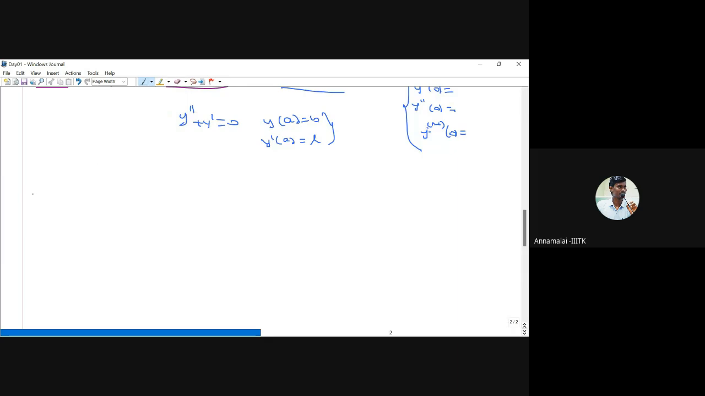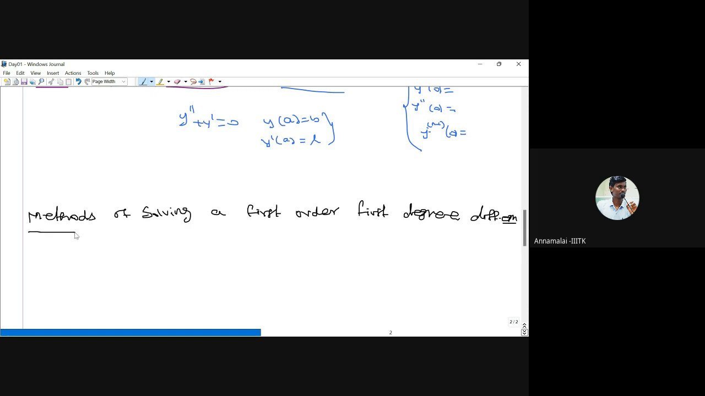So we know what you mean by order and degree. The next thing is methods of solving a first order first degree differential equation. First order means the highest derivative is 1. First degree means the power of the highest derivative is 1. What are the methods? The first method is separation of variables.